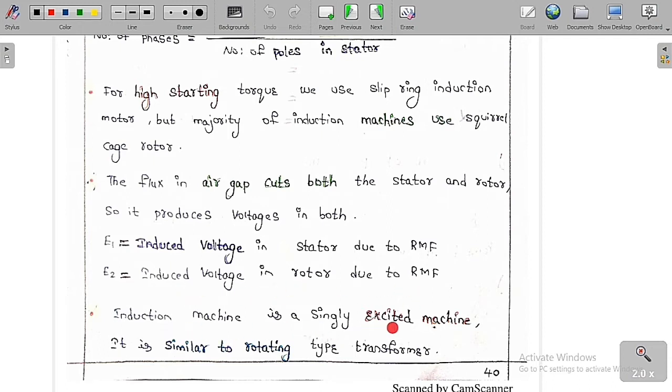Induction machine is a singly excited machine, whereas the synchronous machine is a doubly excited machine. I have already told you, the induction machine is a singly excited machine and it is similar to a rotating type transformer.